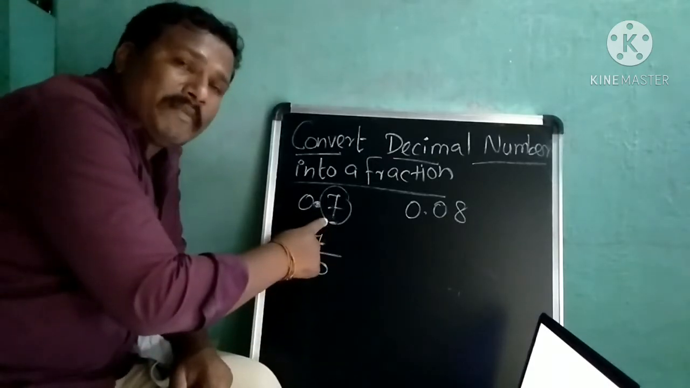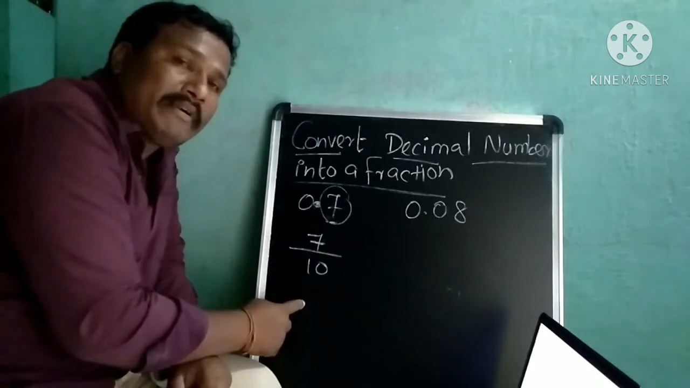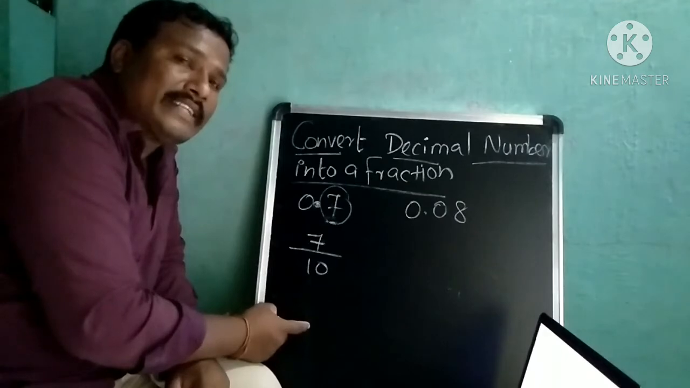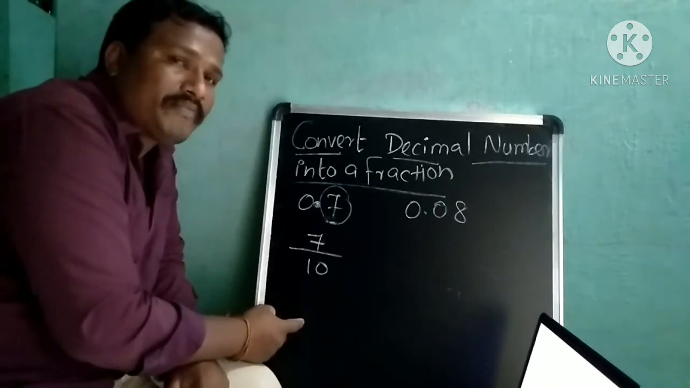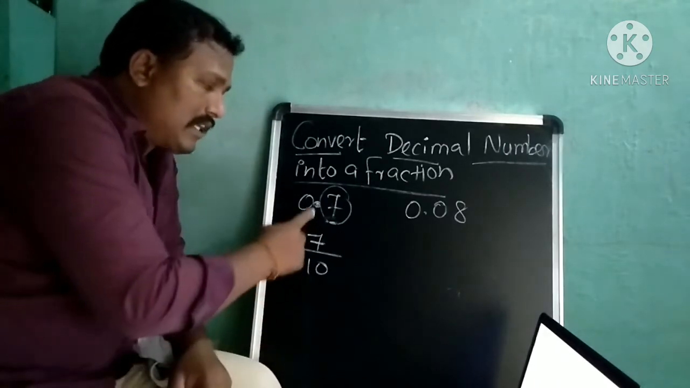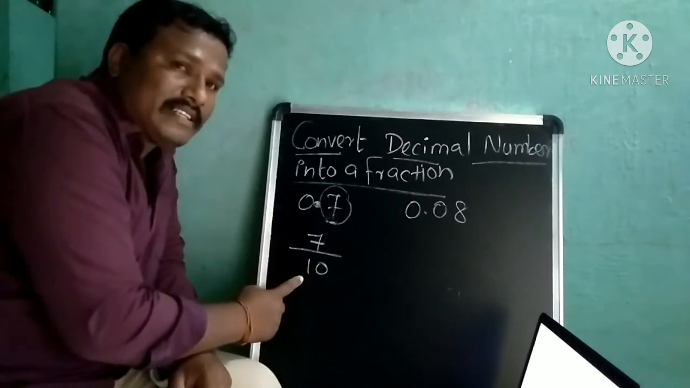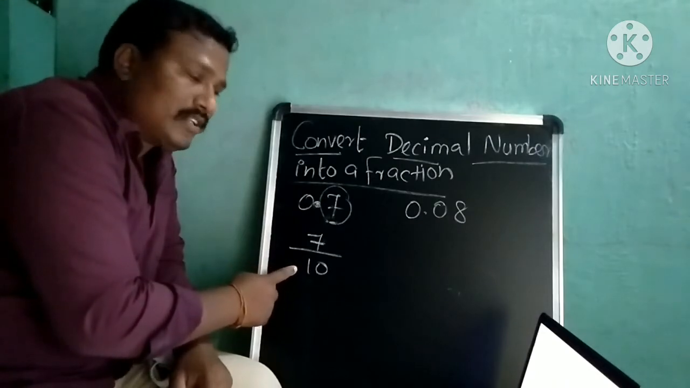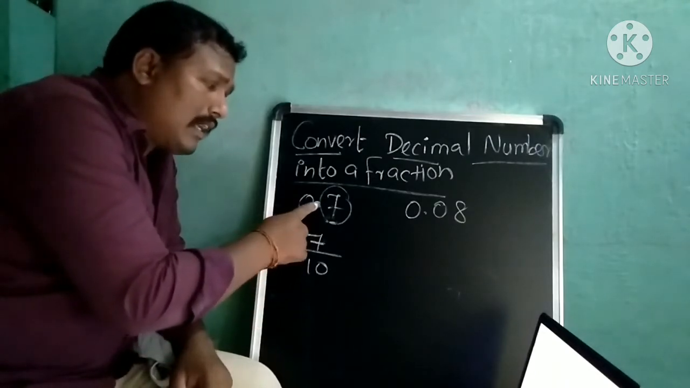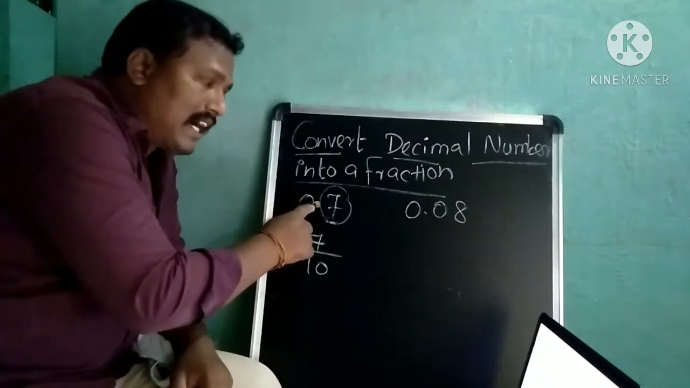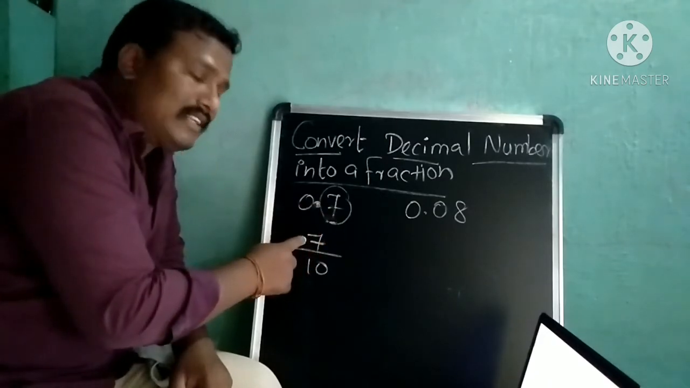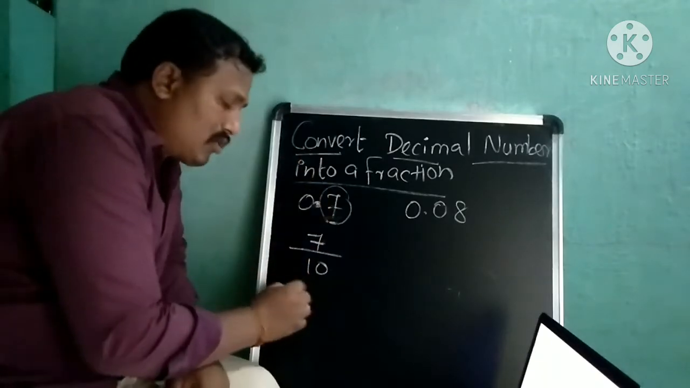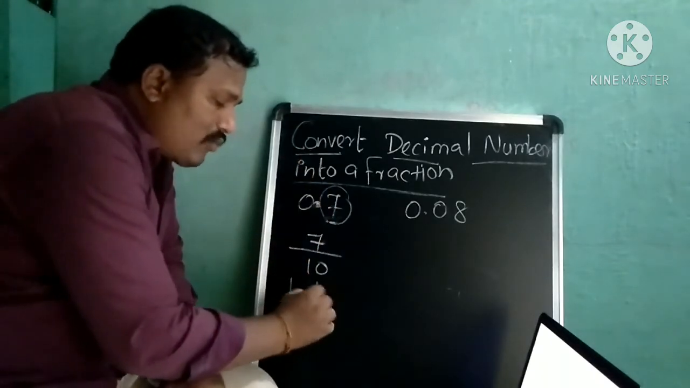If it is decimal place 2, you have to take the denominator 100. If it is decimal place 3, you have to take a denominator 1000, and like this. Now 7 upon 10 is the decimal fraction. So it's a decimal number that I converted into a decimal fraction. What I did: after the decimal point, I took 7 as a numerator. Here there is only 1 decimal place, so I put 10.